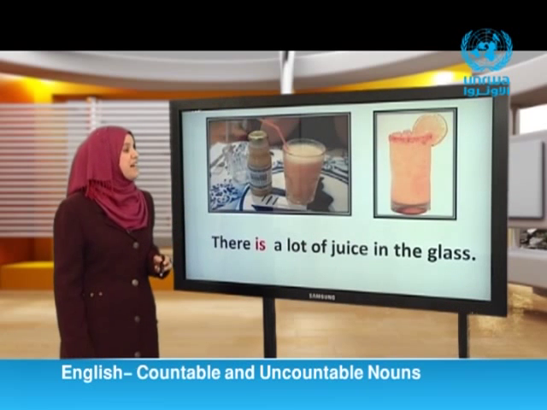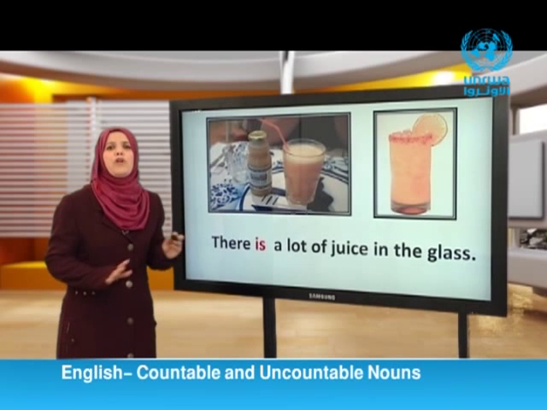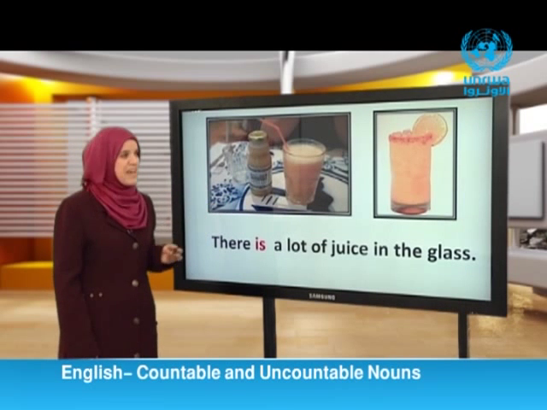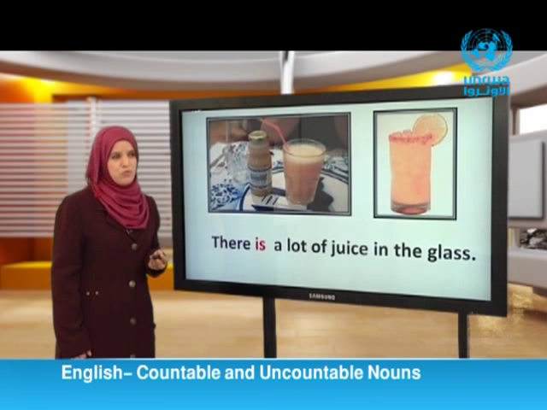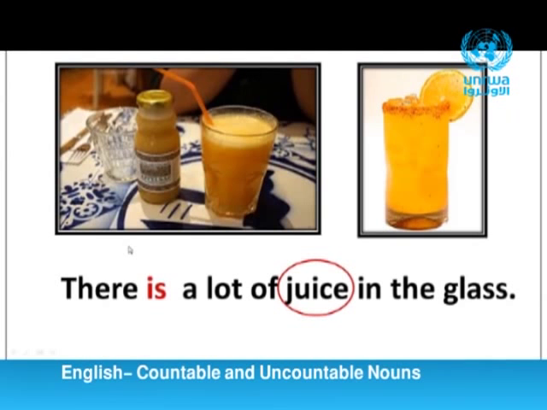Let's have another example. Look at the glass. It is full of juice. Can we say there are a lot of juice? No. Juice is uncountable. It always comes in the singular form. And look carefully. It is not preceded by a or an, and we can't say juices.